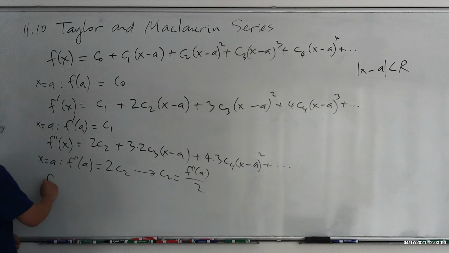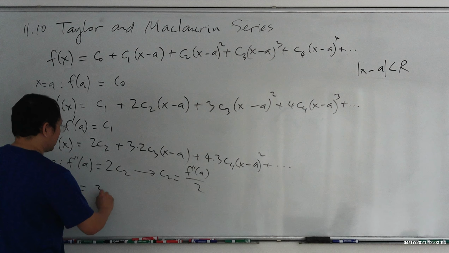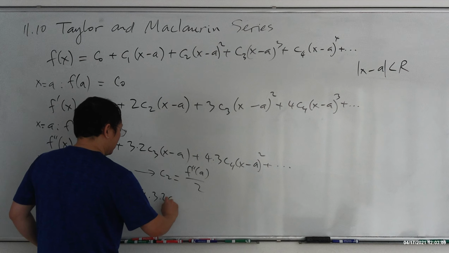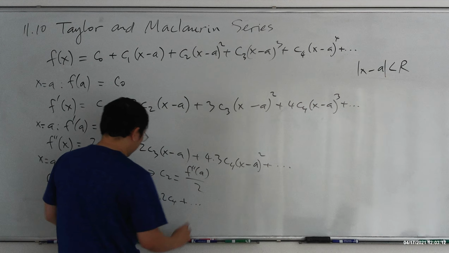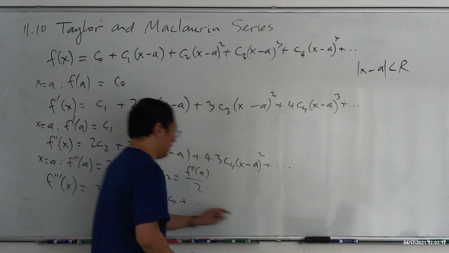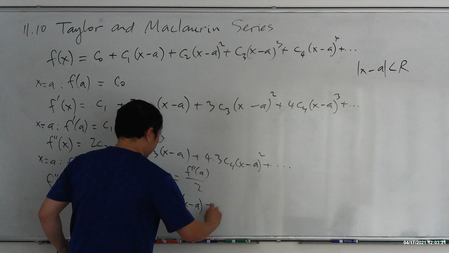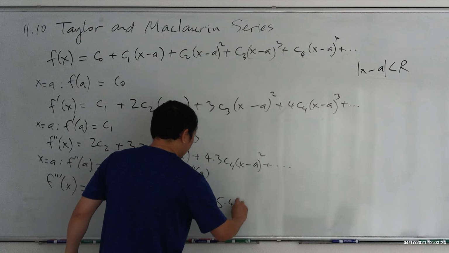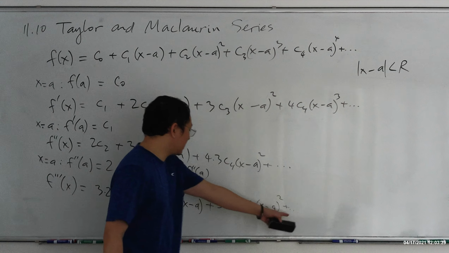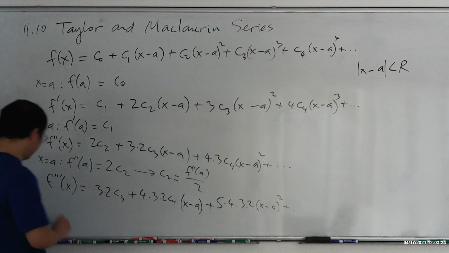Then same thing, f triple prime of x. I have what? This is 0, so I have 3 times 2 C3 plus 4 times 3 times 2 C4 and so on. You see, this is actually 4 factorial, this is 3 factorial. C4, I forgot the factor right here, times (x minus a). And then the next step is going to be 5 times 4 times 3 times 2 (x minus a) squared. Next step is going to be 6 times 5 times 4 times 3 times 2 (x minus a) cubed. Keep going.